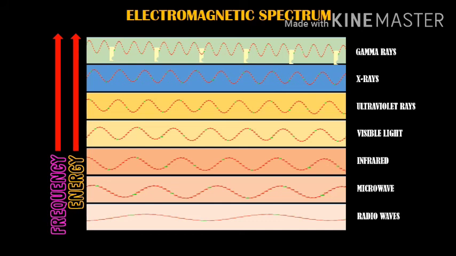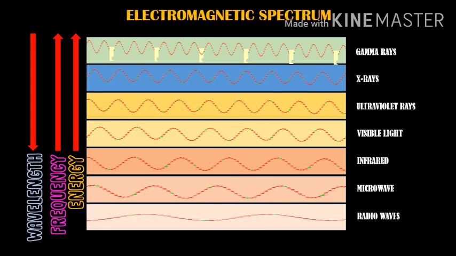Now, what is the relationship of these two with the wavelength? Well, energy and frequency are inversely proportional to the wavelength, meaning as energy increases, wavelength decreases. As frequency increases, the wavelength also decreases. But when the energy increases, the frequency also increases. That is the electromagnetic spectrum.